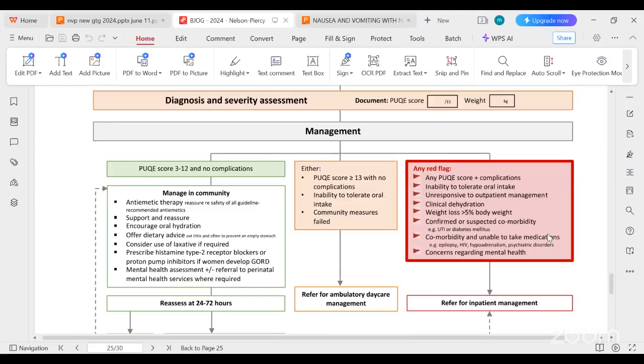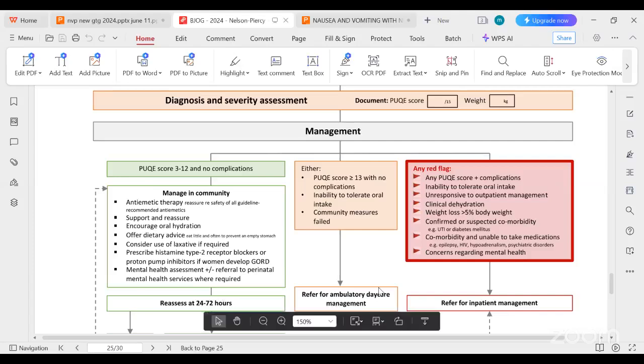These are the red flag signs. Any PUQE score with any complication like severe dehydration or UTI, inability to tolerate oral fluids, unresponsiveness to outpatient treatment, clinical dehydration, weight loss, confirmed or suspected comorbidities like diabetes or UTI, being unable to take medications in these conditions, and concerned mental health. So these are the red flag signs. If the patient is not improving and develops any red flag signs, then we will refer her for inpatient care.